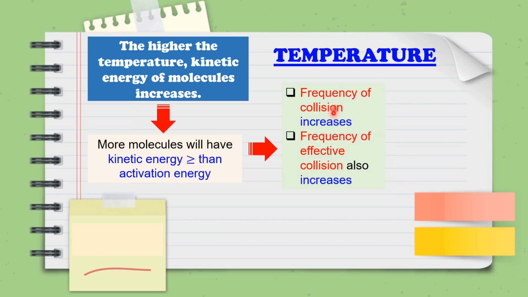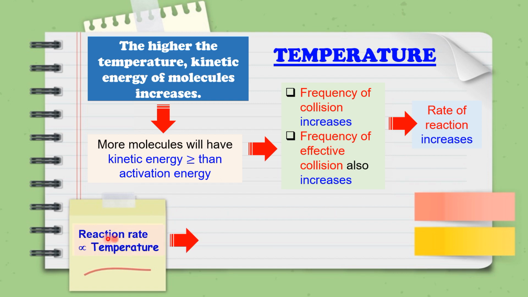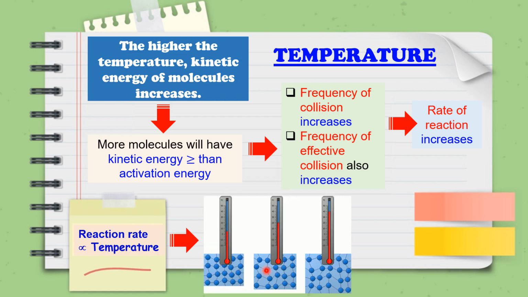The next point is the same. Frequency of collision increases, frequency of effective collision also increases, and therefore the rate of reaction increases. So in conclusion, reaction rate is directly proportional to the temperature. We can see in this animation, when the temperature increases, the molecules absorb the energy and therefore their kinetic energy increases, and hence the rate of reaction increases.